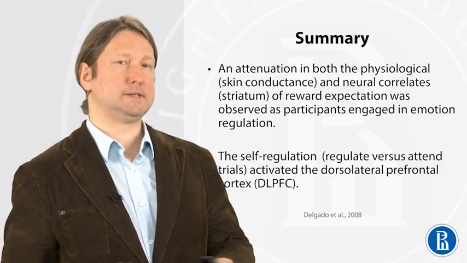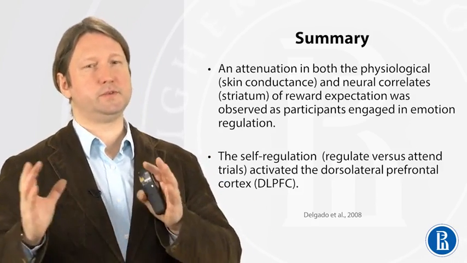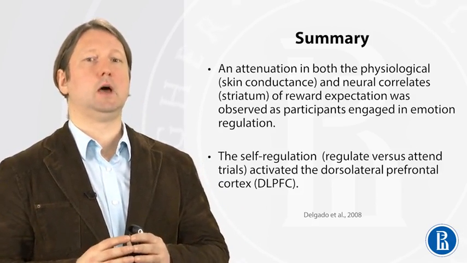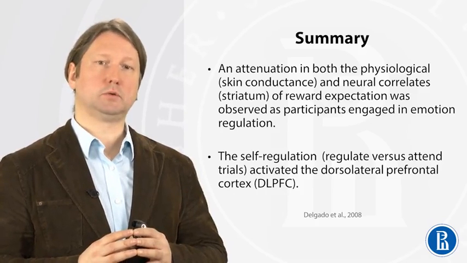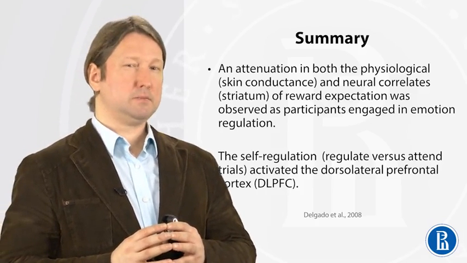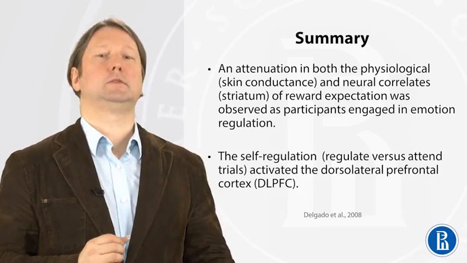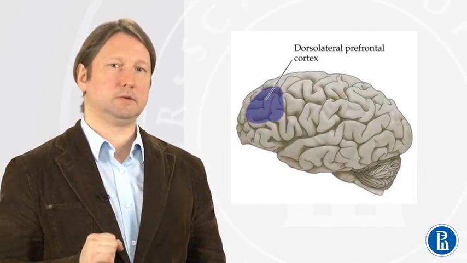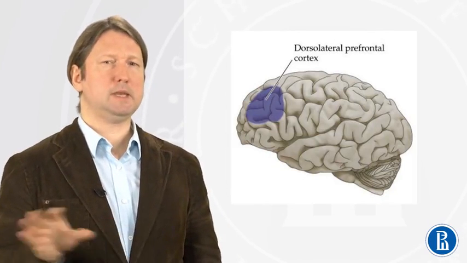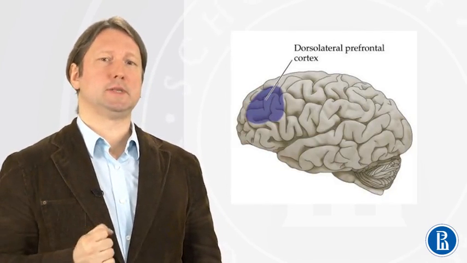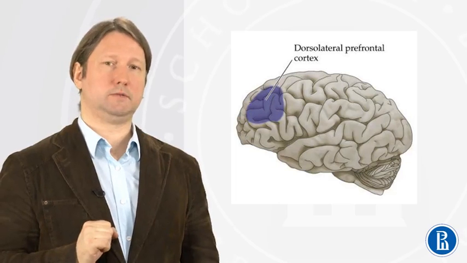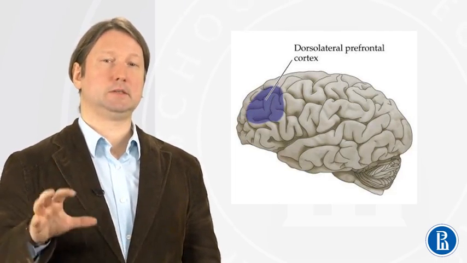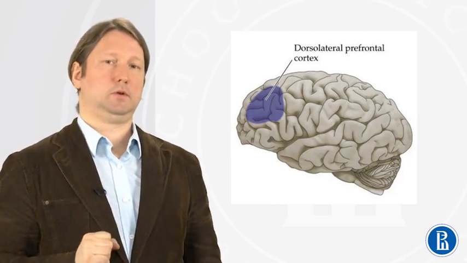So we can summarize this study in two important points: that both physiological and neural correlates of the reward expectations are modulated during emotion regulation. And self-regulation perhaps is associated with the dorsolateral prefrontal cortex. So during this lecture, we will focus on the activity of the dorsolateral prefrontal cortex. Many neuroeconomic studies show that this is a key region for the self-regulation of our emotions. So it can modulate the activity in the ventral striatum and in the orbitofrontal cortex.